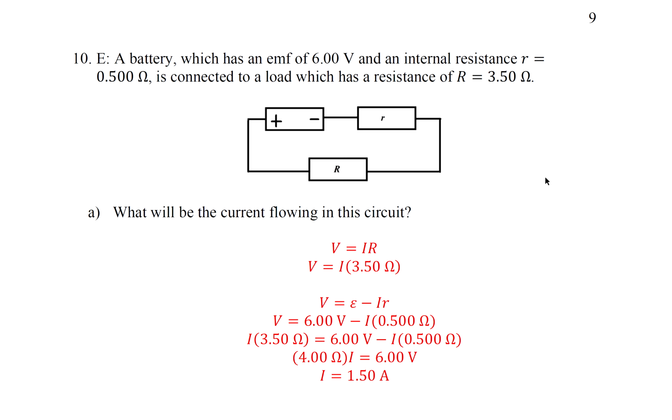Question 10, a battery which has an EMF of 6 volts and an internal resistance of 0.5 ohms is connected to a load which has a resistance of 3.5 ohms. Part A, what will be the current flowing in the circuit? So you could see the image that I drew, little r is part of the battery. I just broke it up into 2. The current flowing through the circuit, we're going to use this equation V equals E minus Ir. And you could see with substituting, I ended up getting 1.5 amps.